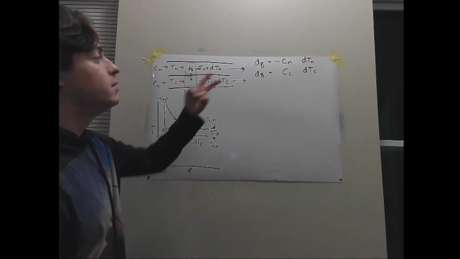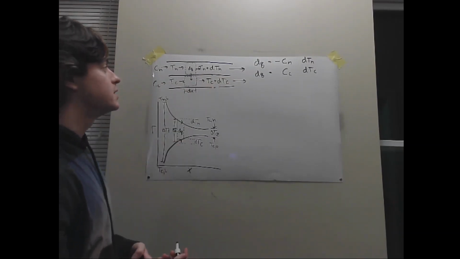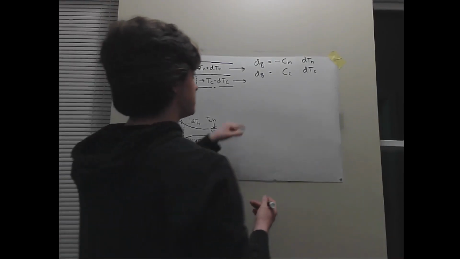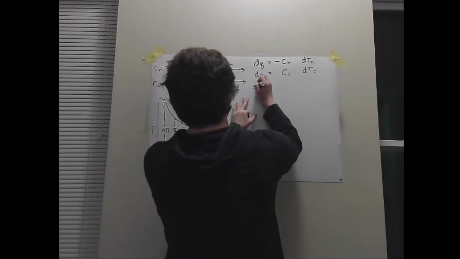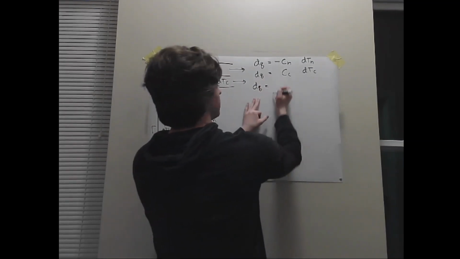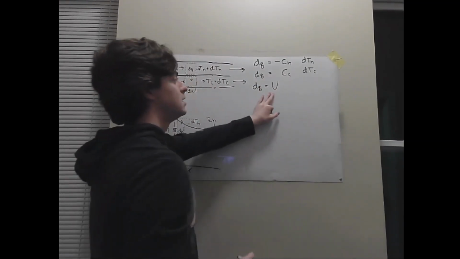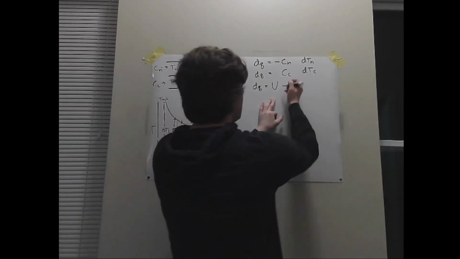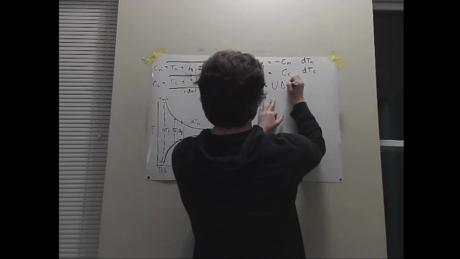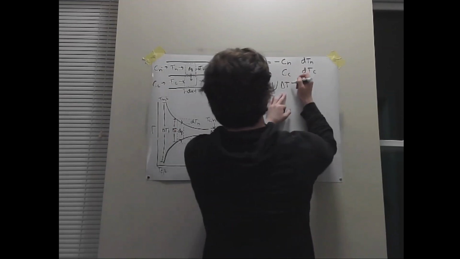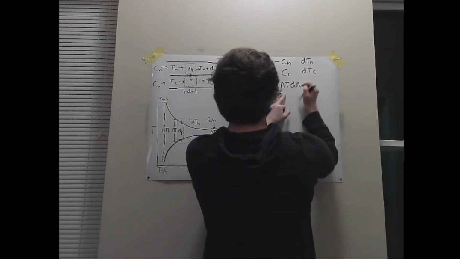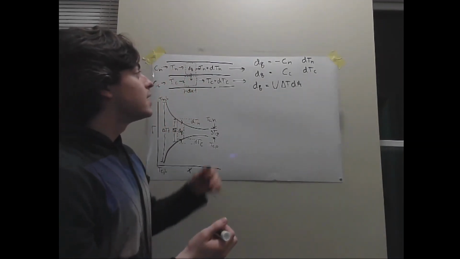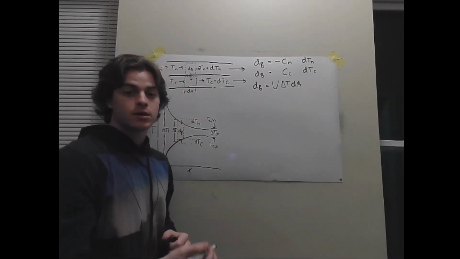So now we have two equations for the small amount of heat added. We can also define a third one in terms of the area. What that's going to look like is U, which is the overall heat transfer coefficient, times our change in temperature, delta T, times the differential change in area. So now that we have these three equations down, we can get started with the derivation.